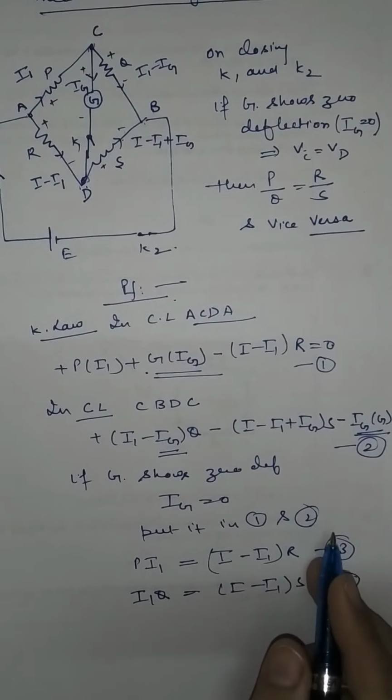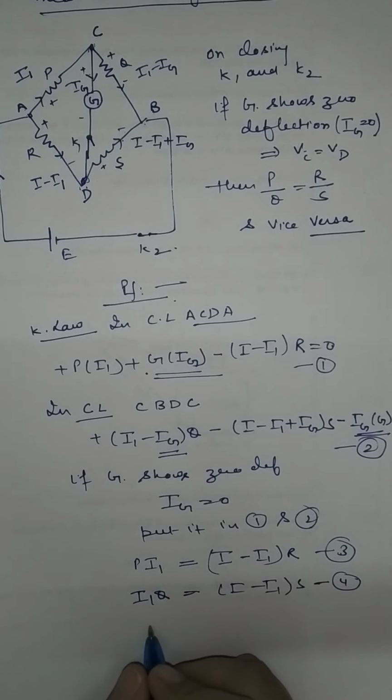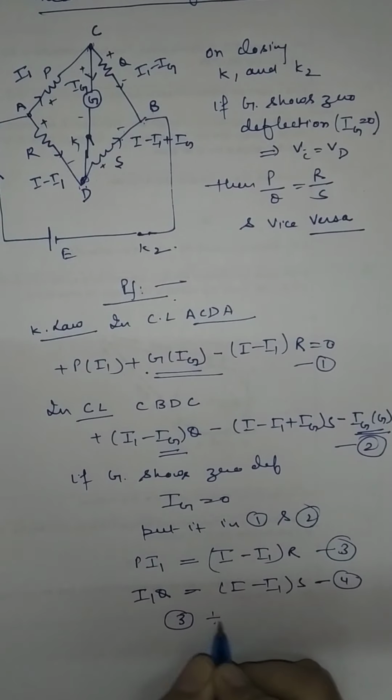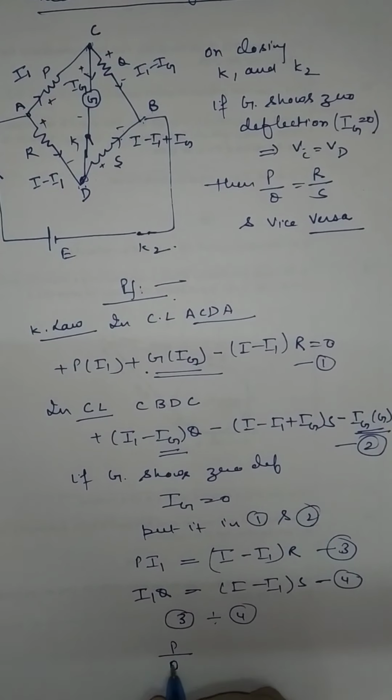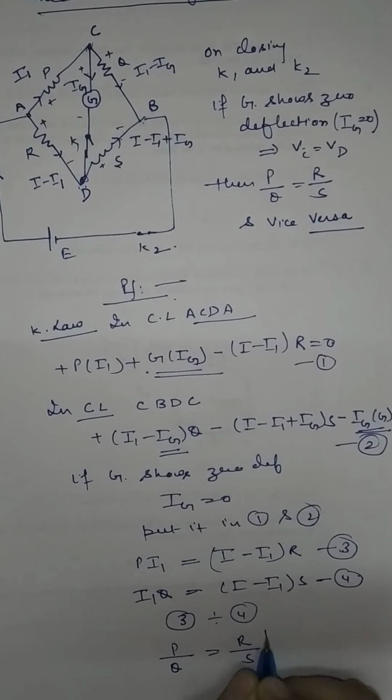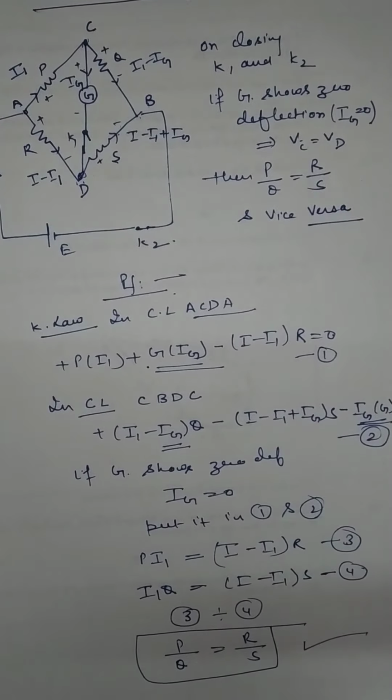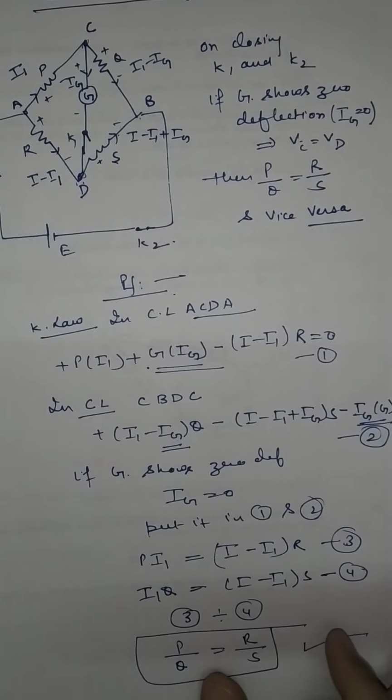Now when you have divided 3 and 4, जब आपने इनको divide 3 and 4, तो P upon Q किसके इक्वल हो गया, this is R upon S. So this proves the Wheatstone bridge principle. So students, in this way you can solve the question also. One question I am going to discuss.